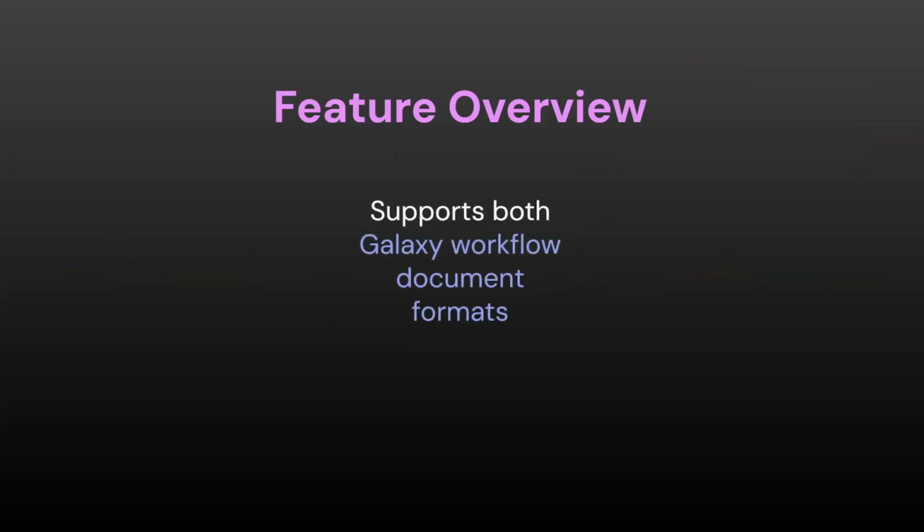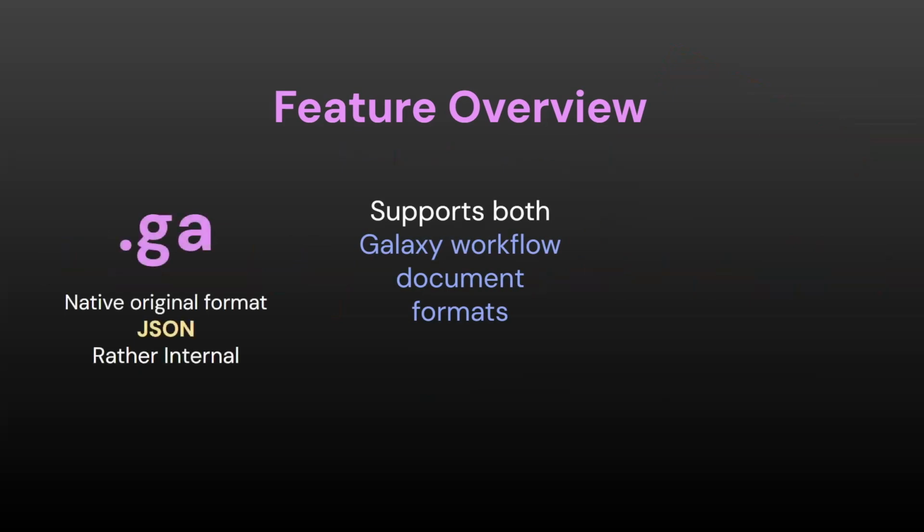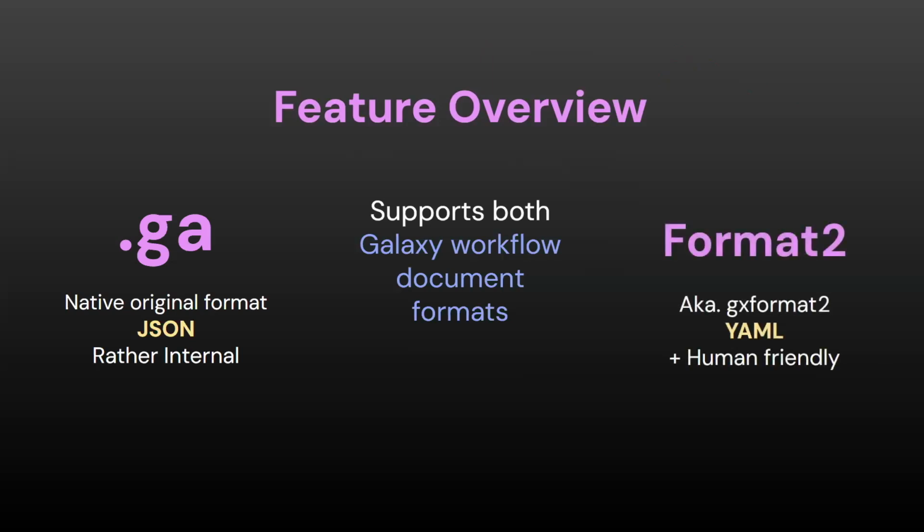The first important thing is that it supports both Galaxy workflow document formats: the well-known .ga, which is a JSON file. It's rather internal, in the sense that it was not really designed to be edited by hand. It was meant to be ingested by the Galaxy workflow editor. And then there is Format 2, which is the next evolution of the format. It's a YAML document, and it's way more human-friendly. The extension also supports test documents, which we will see shortly in some examples.